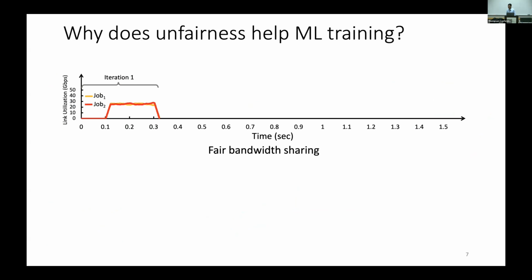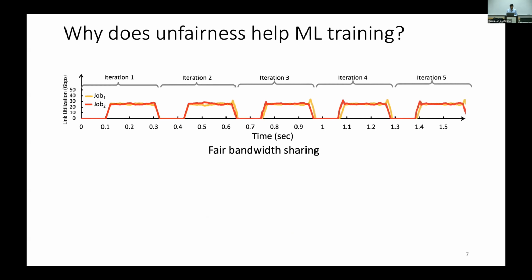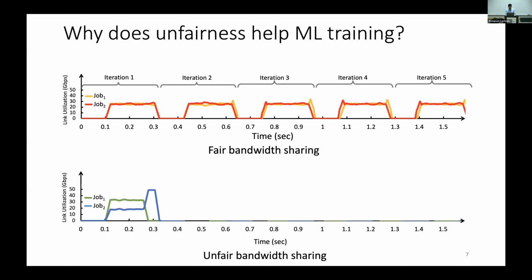Let me plot the link utilization for a few more iterations. For the fair bandwidth sharing case, the following iterations are similar to the first iteration, where both the jobs try to communicate together and get half the link bandwidth. Let's look at the unfair bandwidth sharing.